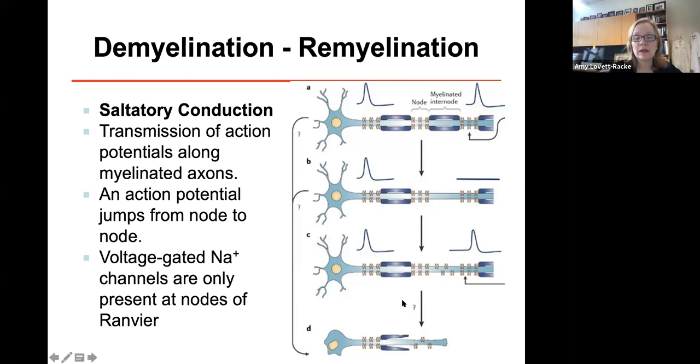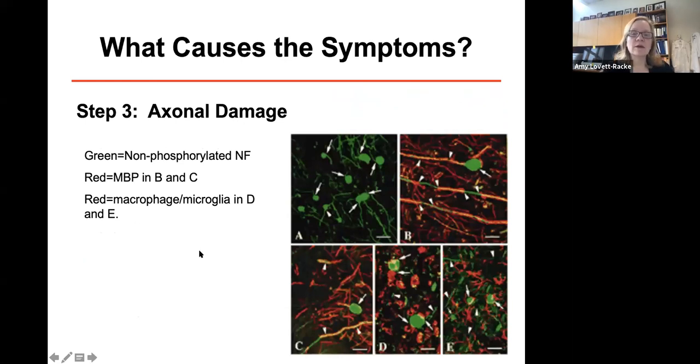The problem really comes in when you have this permanent damage to the axons. So axonal damage is permanent. Once the axons become severed, they will not repair, and any neurological deficits that have occurred now, instead of being able to recover because of remyelination, become permanent.